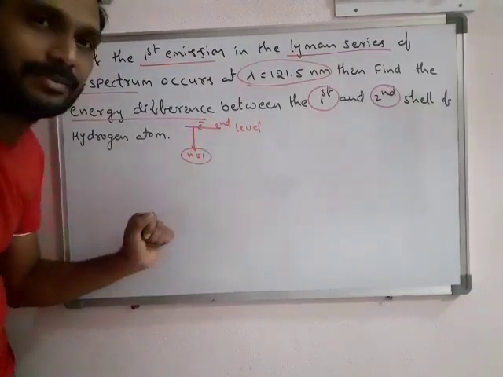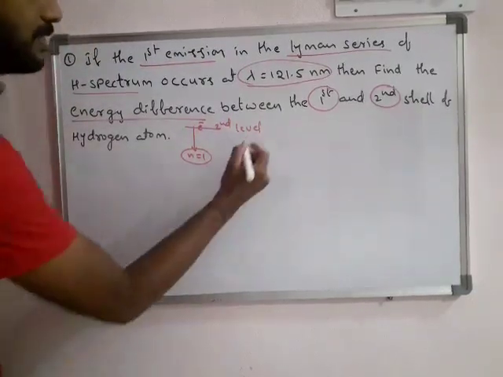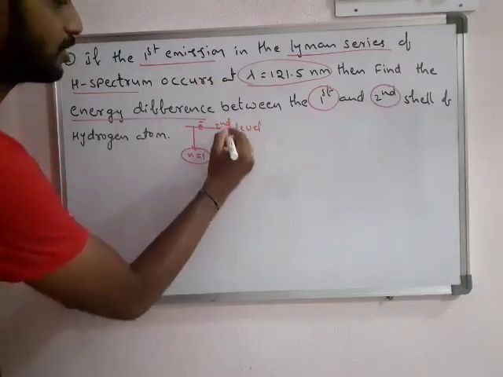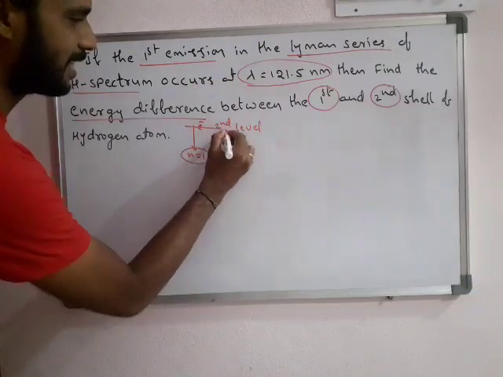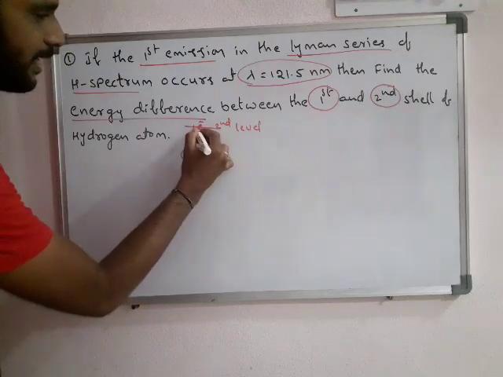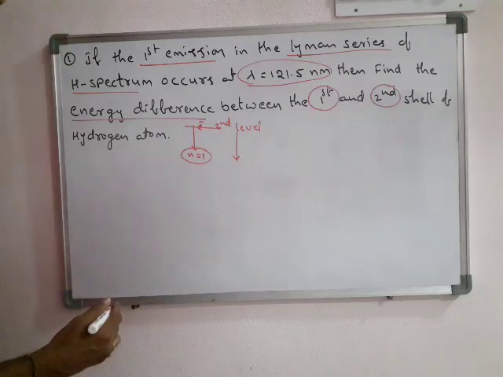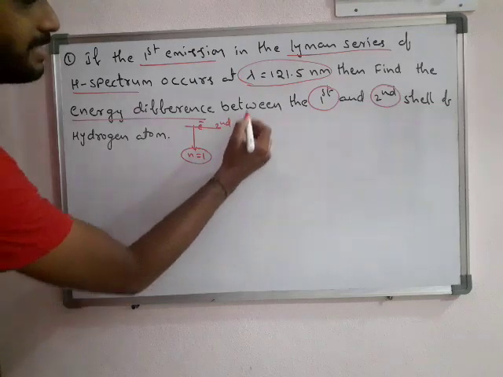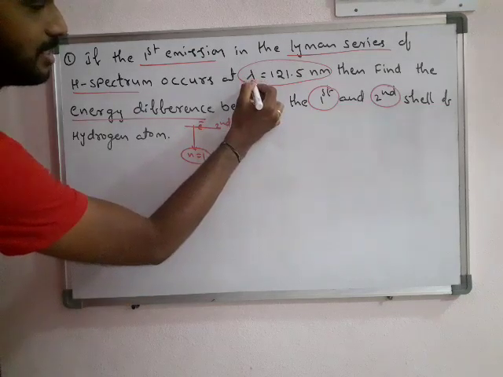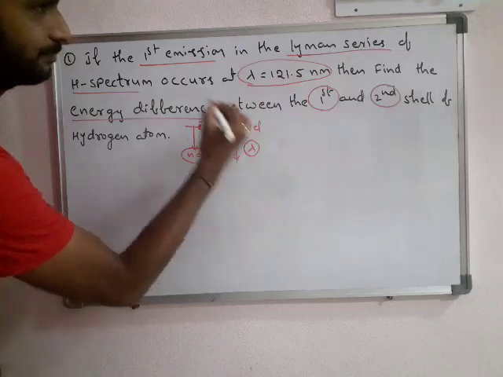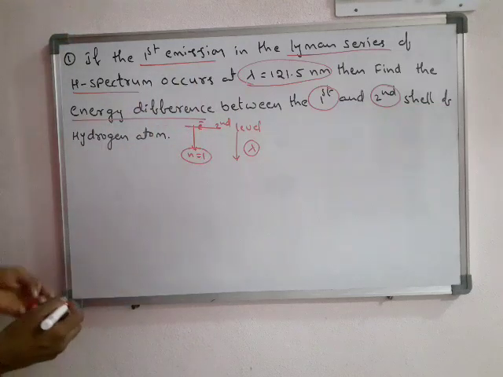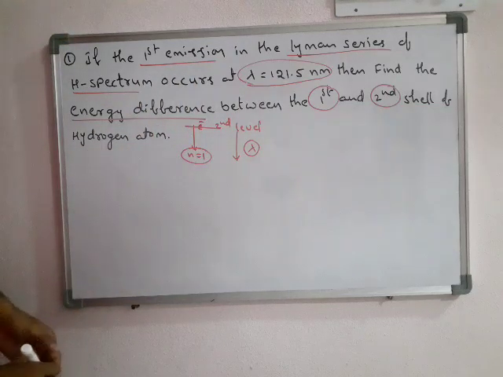The information given is that the electron is de-excited from second level to first level, and it releases the radiation having this much of lambda. Then what is the energy difference between the first and second levels?